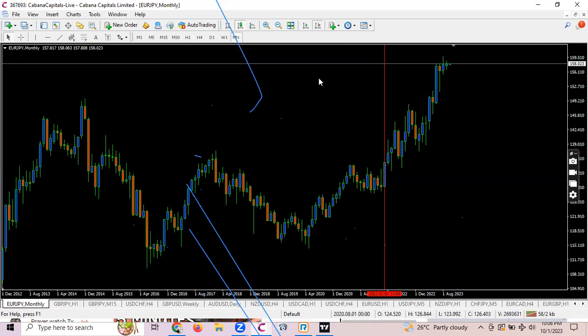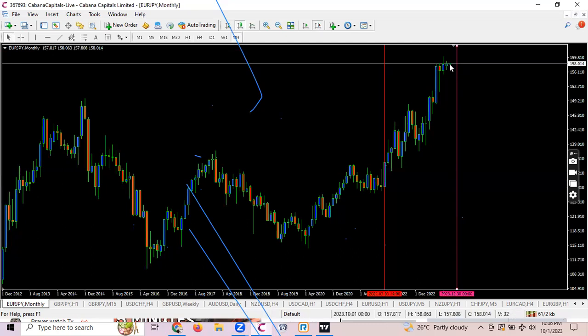So this is the monthly. You can see last month's candle closed as what? A spinning top. This tells us that the buyers are becoming weaker. But you can see the body of last month's spinning top is bullish. So before we sell, if this month's candle closes bearish, then we should expect more bearish move on Euro JPY.